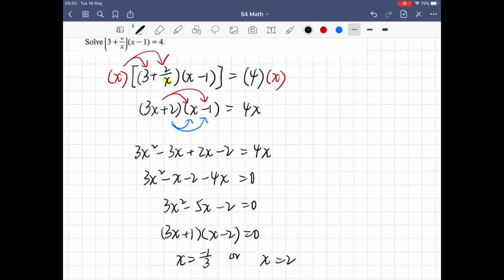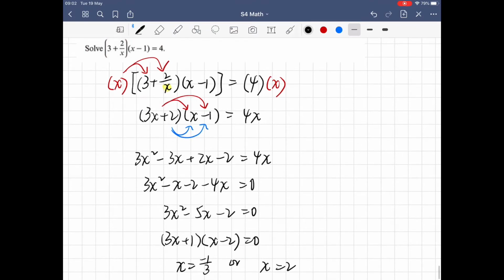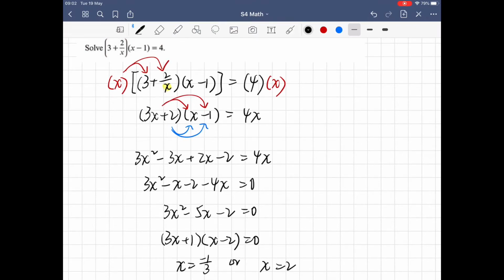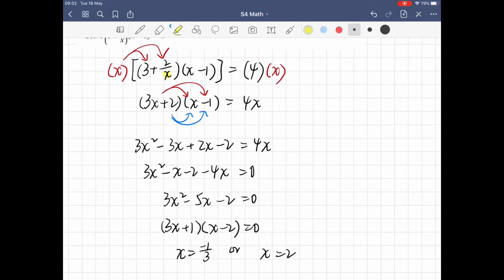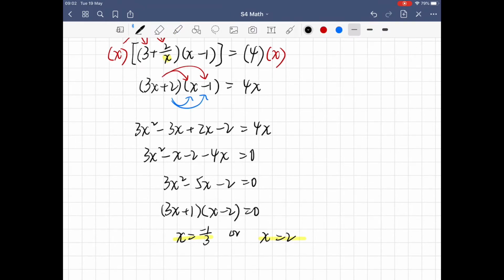Okay, and then we have to check if the answers contradict with the question. And the answer is no. So there is no contradiction, therefore we have two answers.